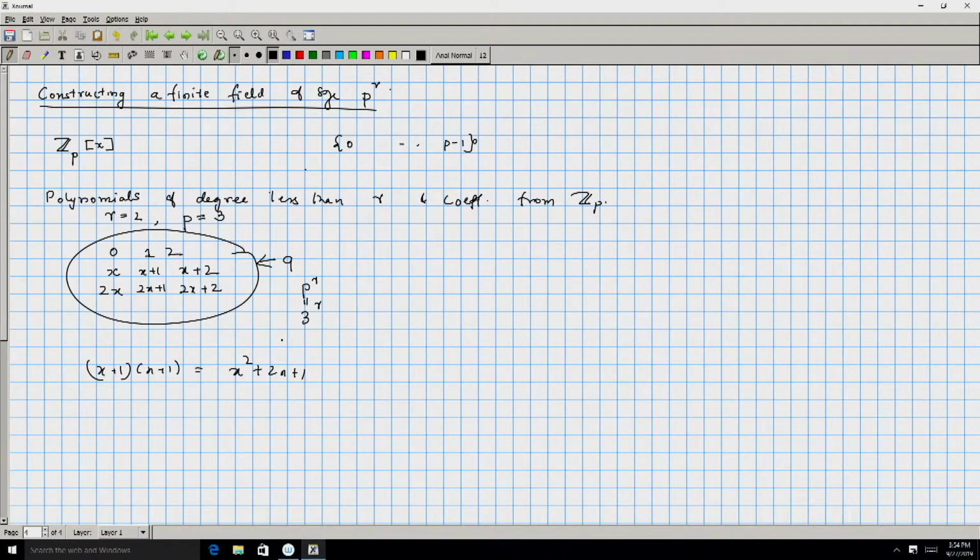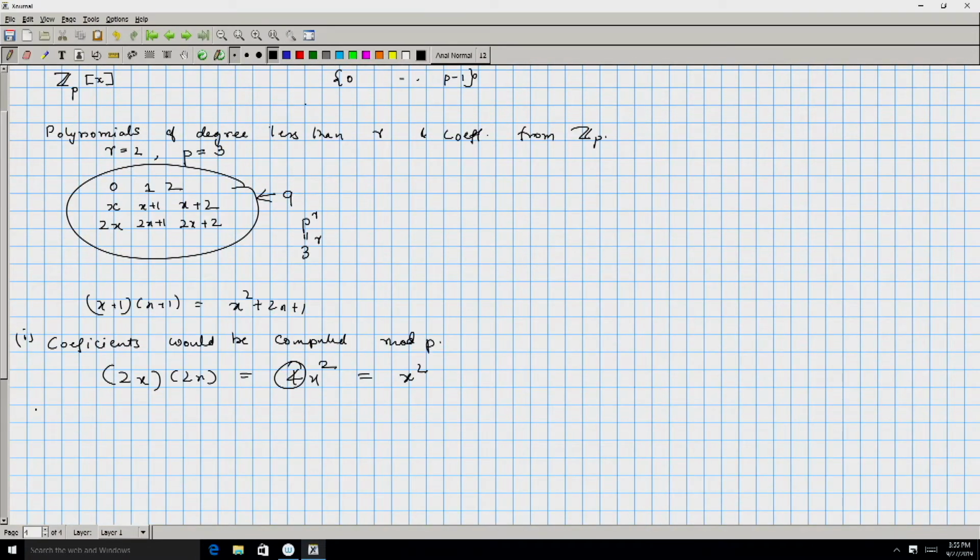So, the first thing is coefficients would be computed mod p. In particular, if we multiply 2x and 2x we will get 4x square, but 4 mod 3 is 1, so that will be x square. But x square still is not an element of this collection.